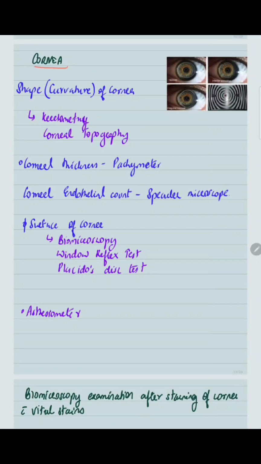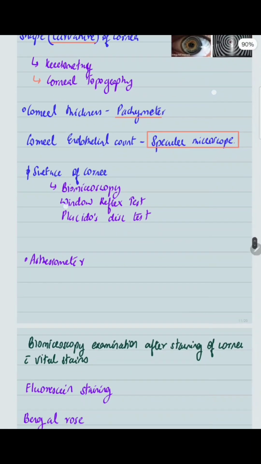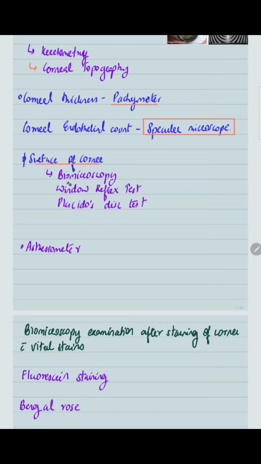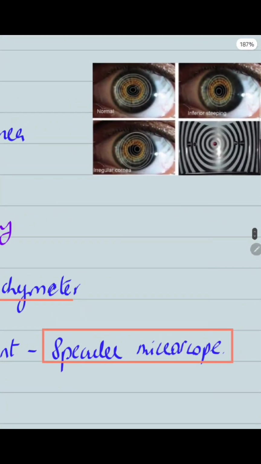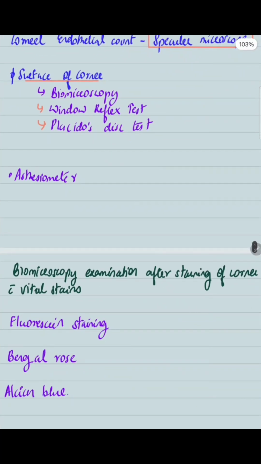Cornea. Coming to the shape or curvature of the cornea, it can be determined by keratometry and corneal topography. Corneal thickness is measured by pachymetry, and corneal endothelial cell count is measured by specular microscope. These are different machines. They will be there in an OPD. You can go and see. The surface of the cornea can be assessed by biomicroscopy, window reflex test, and Placido disc test. This is a Placido disc test. Here we can see normal. There is an instrument where we can see through the hole, and we can see the curvature, circles in the cornea. If there is inferior steepening, the circles will become close together, and then an irregular cornea. You can see here an irregular cornea. The curvatures are irregular. Then the aesthesiometer is for quantification of corneal sensation.